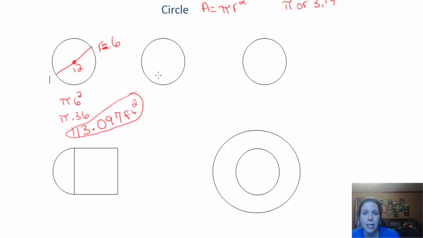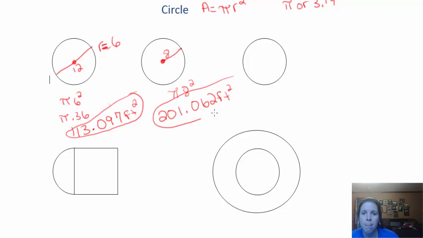Okay, next one. The radius is actually given, so you don't have to do a lot. Pi times 8 squared, and you can actually put it into the calculator like that. You should get 200.62 if I round. Feet squared. That's why I think it's easier to do it this way.